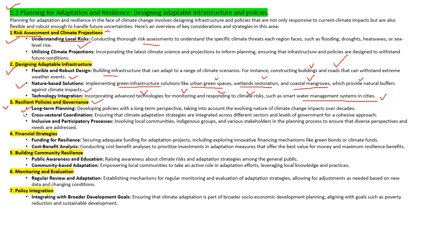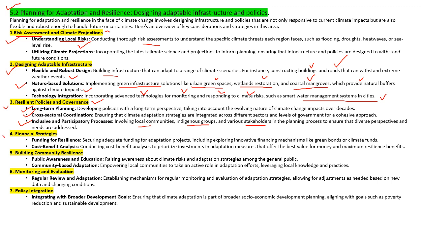Government should go for cross-sectoral coordination. I mean the coordination among different sections, departments, and there should be an inclusive and participatory process for that. The local people, indigenous groups, and various stakeholders should be involved in the process of adaptation and resilience.